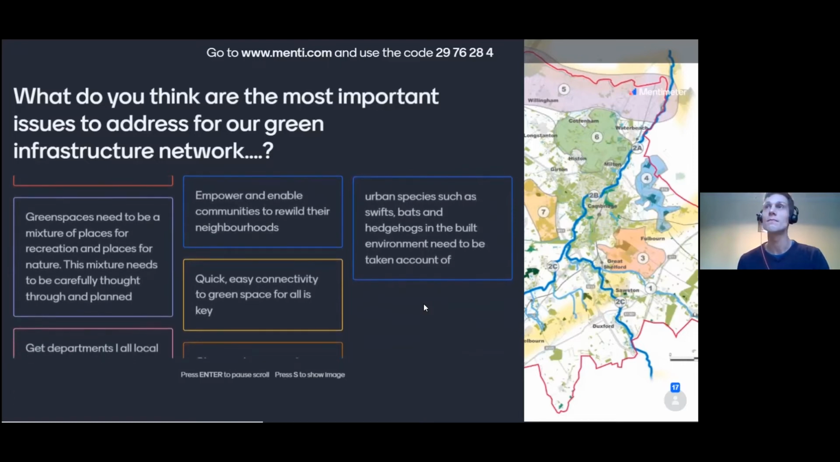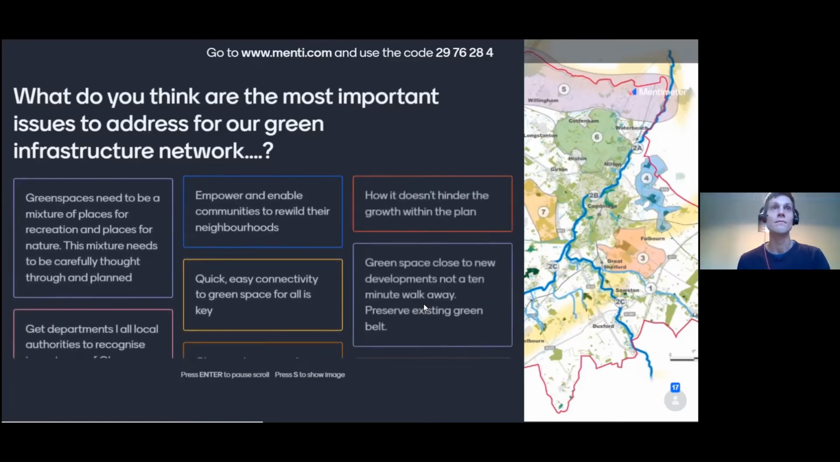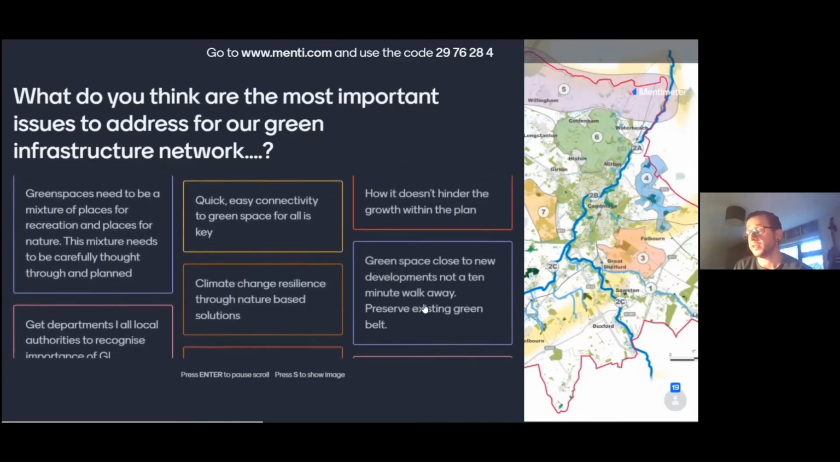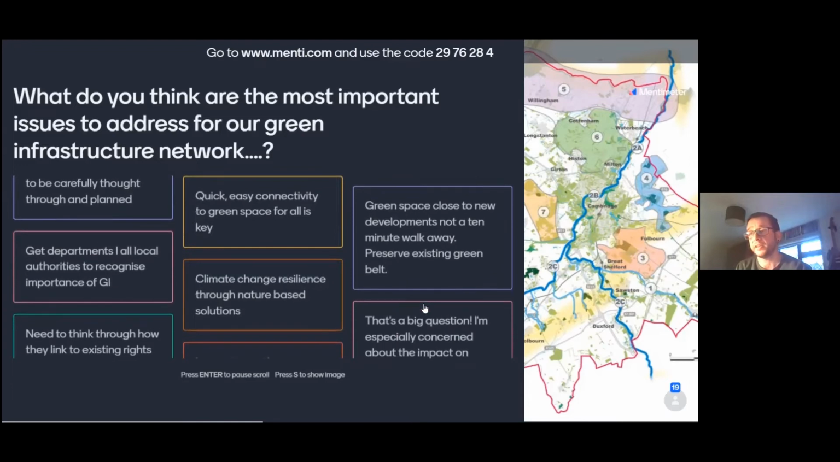Yeah, and it's interesting to see some other points coming through around empowering communities, and talking to the point that Dinah made around how everybody needs to get involved.